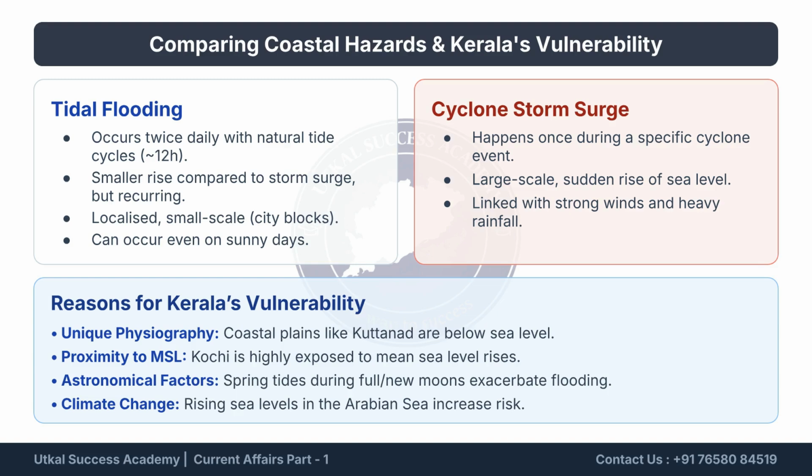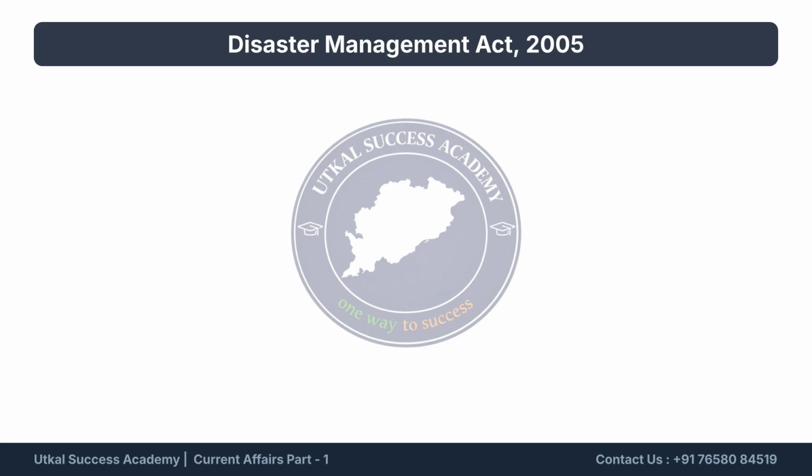Kerala's vulnerability stems from its unique physiography, proximity to mean sea level, and climate change, which causes rising sea levels. The Disaster Management Act, 2005, defines a disaster as a catastrophe or mishap causing substantial loss. It specifies 12 notified disasters.